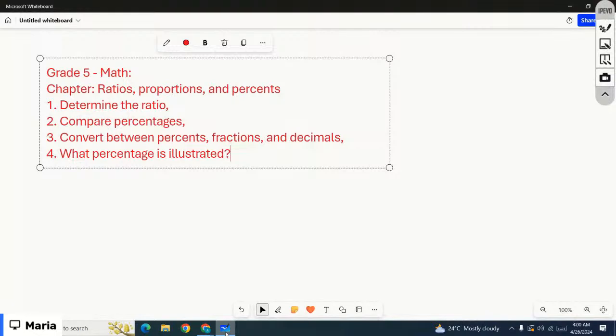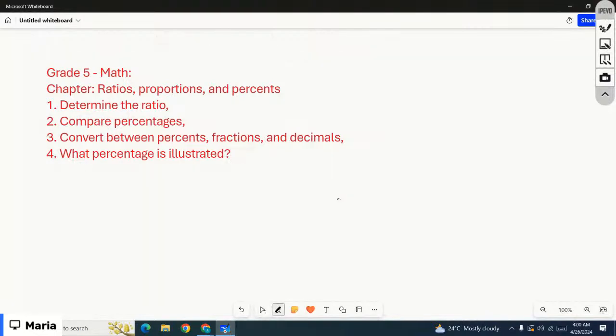We are here for grade 5 math. You can find all the lessons on aplusstudents.com. You have to log in there using your email address and password as provided by the administrator.